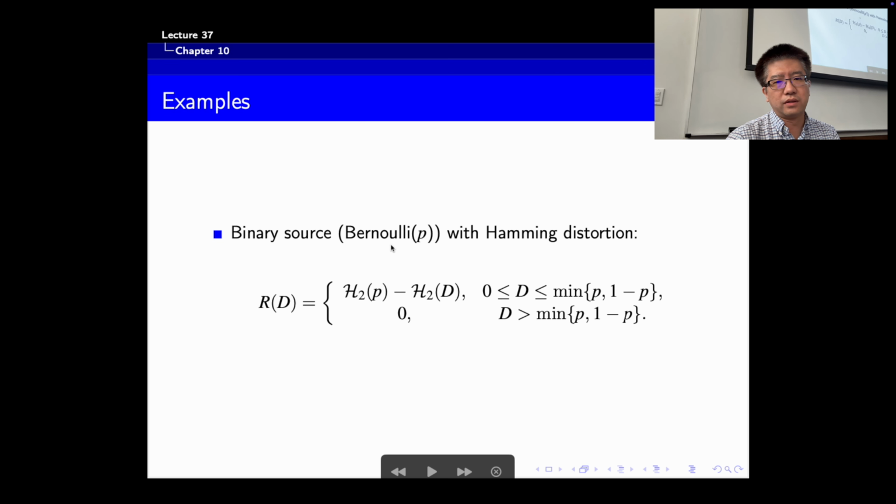Basically, we consider a Bernoulli source with only 0 and 1. I think in your homework you're going to compute this with a uniform source, with uniform distribution. But the idea is exactly the same. We didn't finish computing that, so let's continue doing that now.